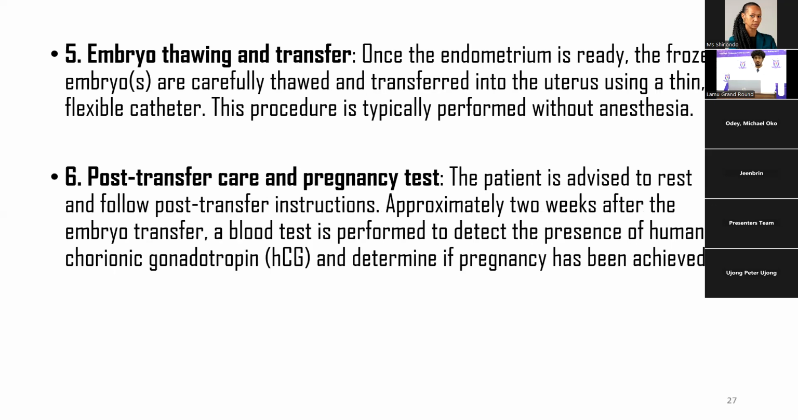Once the endometrium is prepared, a thin and flexible catheter is used to insert the embryo into the uterus, and this is done generally without anesthetics. After this, there is post-transfer care and a pregnancy test, where the patient will be advised to rest and follow post-transfer instructions. After approximately 2 weeks, a test will be performed to detect the presence of human chorionic gonadotropin, which will determine whether or not pregnancy has been a success.